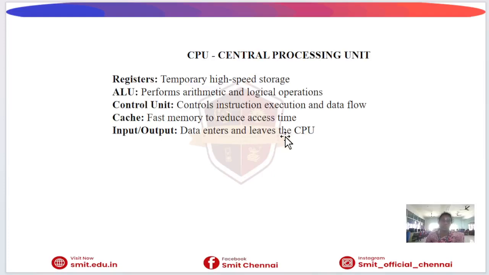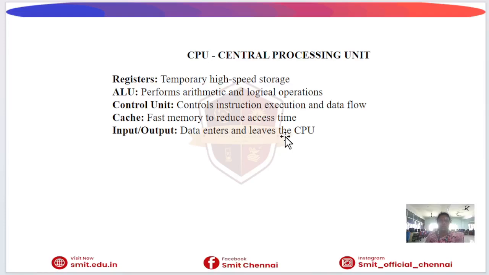Next is the CPU, the central processing unit. The CPU is called the brain of the computer. Registers are small storage locations with very high speed. And the ALU performs arithmetic and logical operations, that is addition, subtraction, AND, and OR.